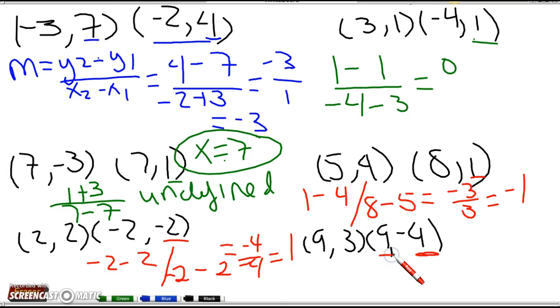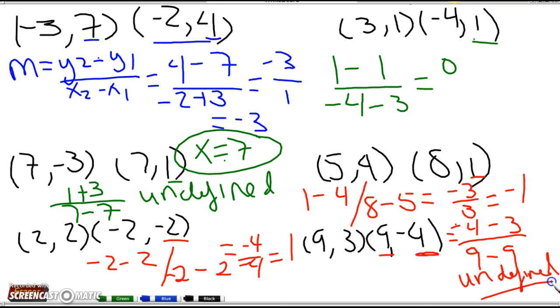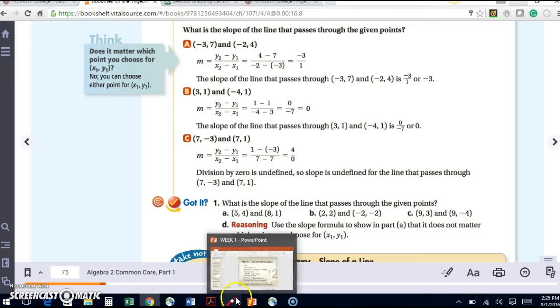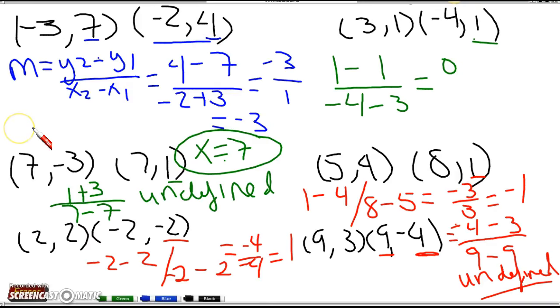y2, so this is x1. So I get negative 4 minus 3 over 9 minus 9. I can stop there. 9 minus 9 is 0. So it is undefined. Now let's go back. It says use the slope formula to show in part A that it does not matter which point you choose for x1 and y1. Okay, so we can do that.